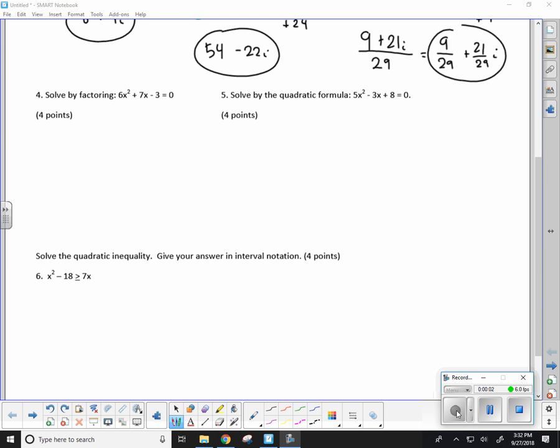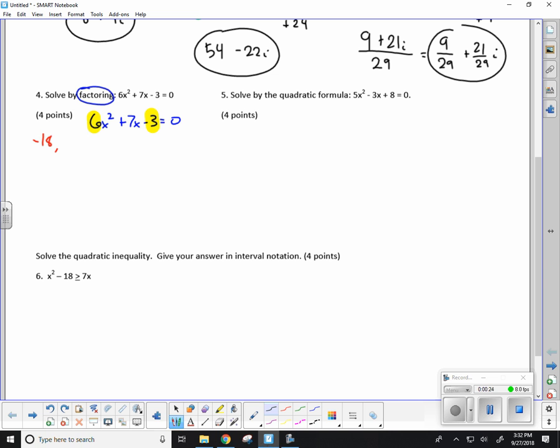Here we go with part 2 now. We're solving quadratics. And so I'm going to start by solving by factoring. So when I look at factoring this out, I'm looking for factors of a times c. So if I look at a times c, that gives me negative 18.